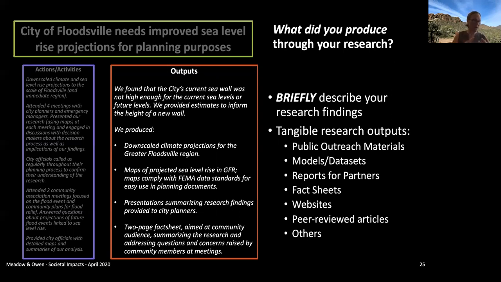They produced some very specific climate projections for the greater Floodville region. They provided maps of the sea level rise in greater Floodville. And importantly, those maps complied with FEMA, Federal Emergency Management Agency, data standards, so that they could easily be used in the city's planning documents. They did a number of presentations that summarized the research findings, and some 2-page fact sheets for community audiences. So, a list of things. There are a number of different tangible research outputs that you might produce that can help to drive the kinds of impacts that we're talking about.